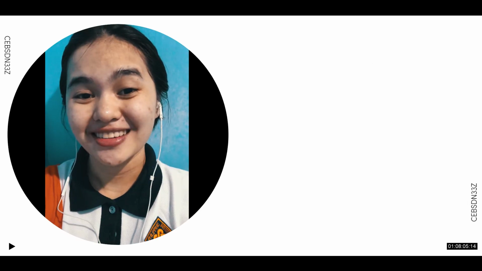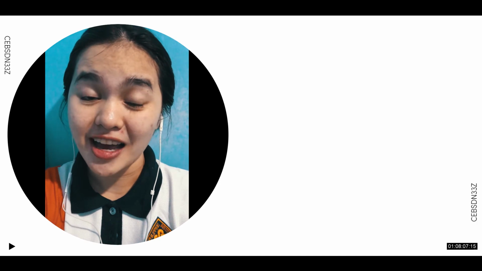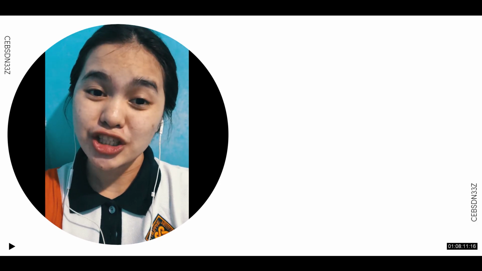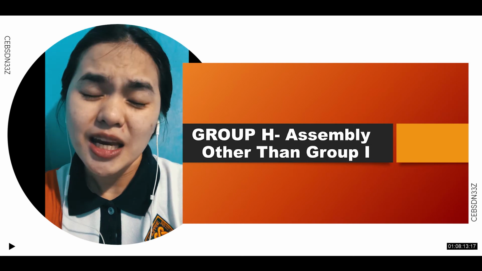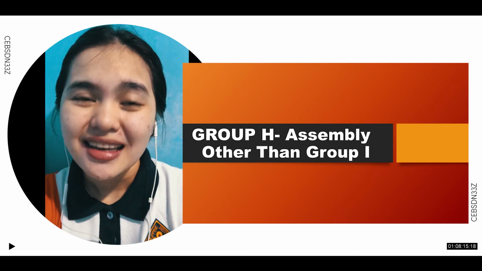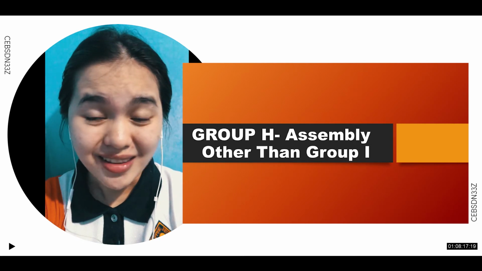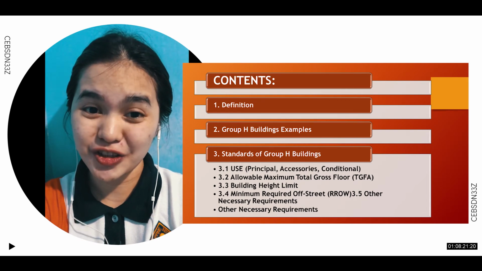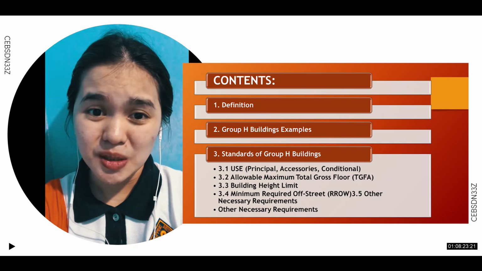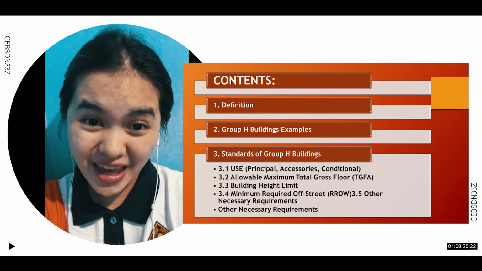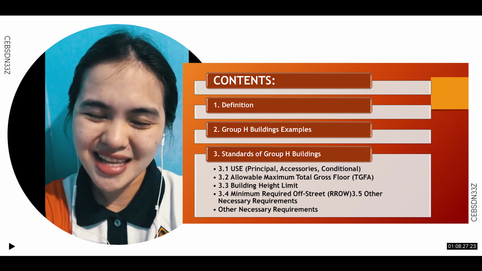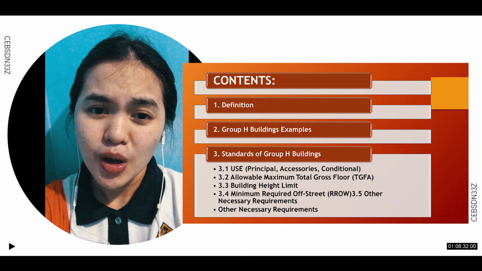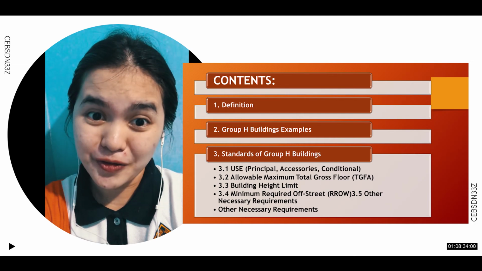Good day everyone, I am Kate Sanico Faraon and I am tasked to discuss one of the 10 group occupancies, which is the Group H, any building other than Group I. The contents of my topic is divided into three major parts. First is the definition, second is the Group H building examples, and third is the standards of Group H building, which specifically include 5 parts.